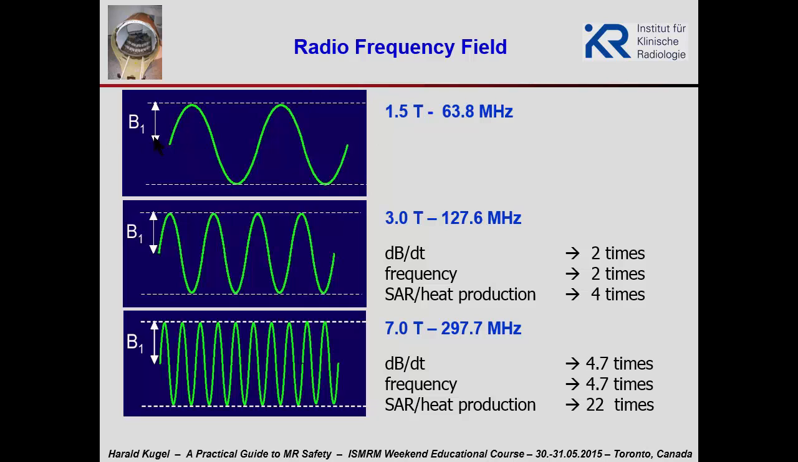Let's have a look at the radio frequency field. This is an oscillation at 1.5 tesla, about 64 megahertz. At 3 tesla, we have the double frequency, which means at once the steepness of the magnetic field change doubles, and then we have the frequency, which also doubles. So the SAR, the heat production, is 4 times as high as for 1.5 tesla. At 7 tesla, we have already 22 times as much heat production as for 1.5 tesla. One of the problems of 7 tesla, which may be the reason that 7 tesla will not be in clinical routine use everywhere so soon.